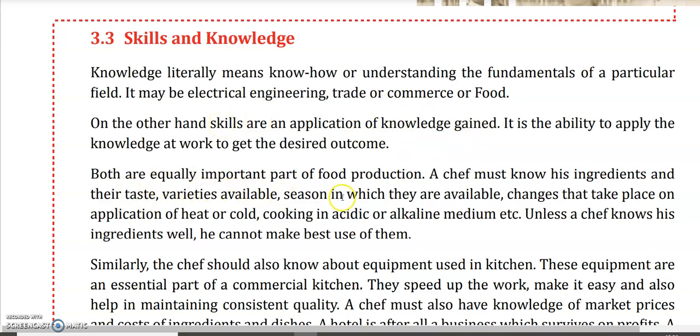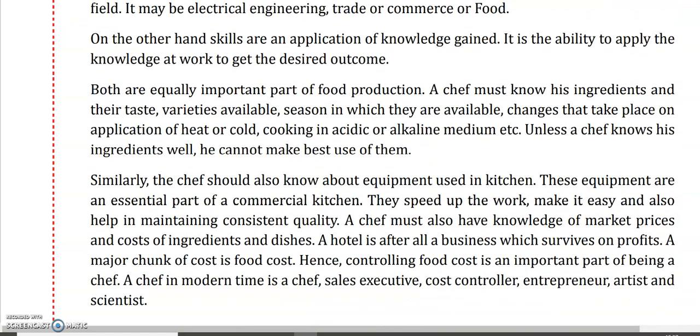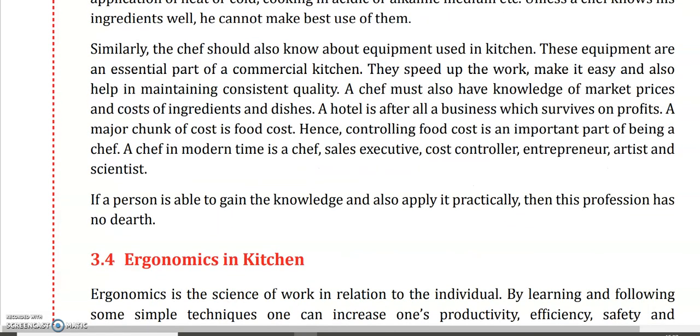Now, both are equally important parts of food production. A chef must know his ingredients and their taste, varieties available, season in which they are available, changes that take place on application of heat or cold, okay? So, jo chef hota hai, usko pata hona chahiye ki kaun se ingredients kahan use hone hain, theek hai, unki variety kya hai, woh kaun se mausam mein available hote hain, unhe zyada pakana chahiye, kam pakana chahiye, ye sabhi jaankari honi chahiye and then inhe apply bhi karna chahiye. Okay, also jo chef hota hai usse sabhi equipments ki bhi knowledge honi chahiye and kaun sa equipment kaise use hota hai.